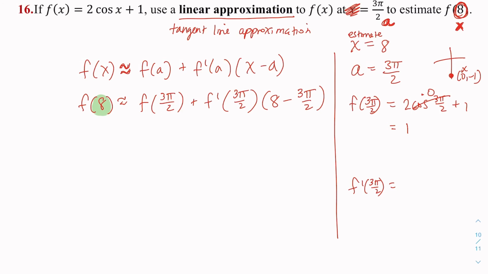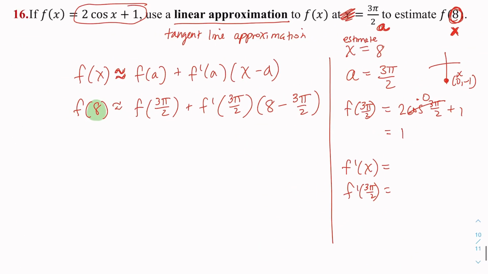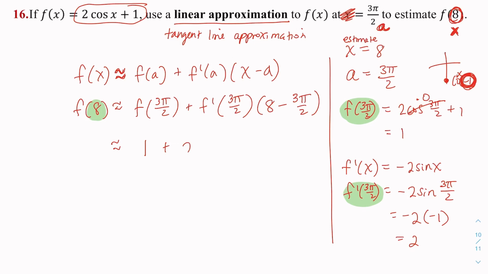Now before I can find f prime of 3 pi over 2, I need to find f prime of x. So f prime of x is going to be, what's the derivative of cosine? Good, it's negative sine. Plus 1 disappears. So now that I know f prime of x, let's find f prime of positive 3 pi over 2. Negative 2 times negative 1. And my slope then will be positive 2. Now we can plug in. F of 3 pi over 2 is 1. F prime of 3 pi over 2 is 2. And then we still have 8 minus 3 pi over 2. You are done.